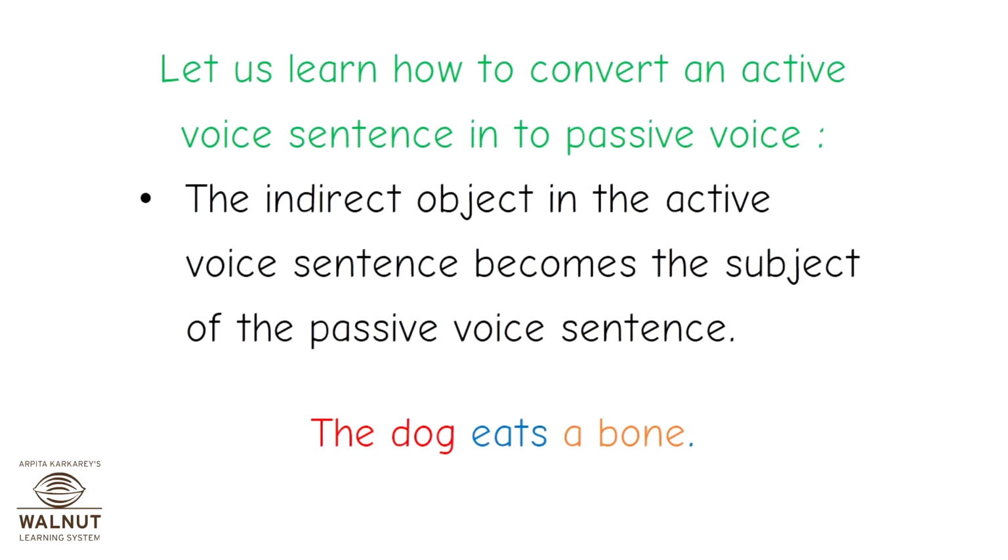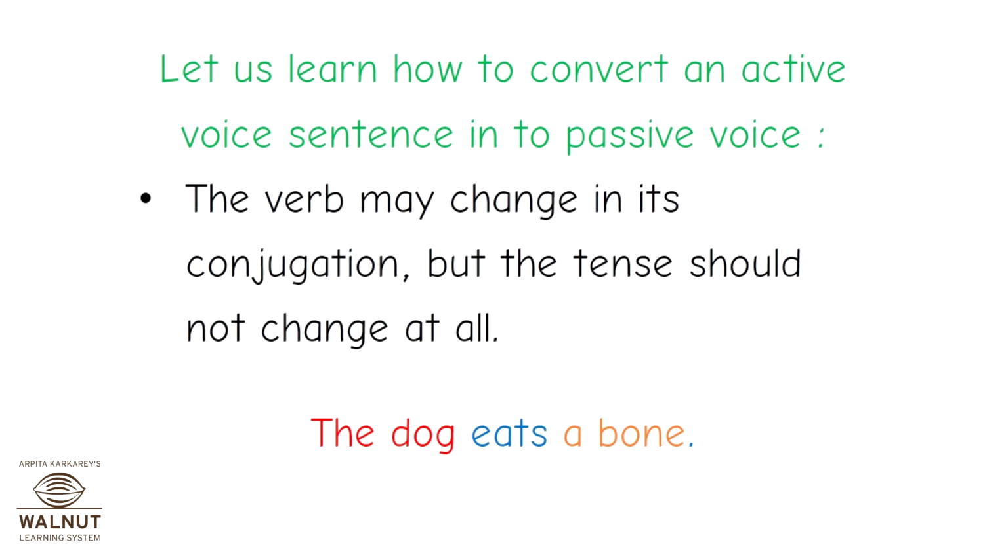The indirect object in the active voice sentence becomes the subject of the passive voice sentence. Here, a bone is the indirect object. The verb may change in its conjugation, but the tense should not change at all. In this sentence, the verb is in the present tense.